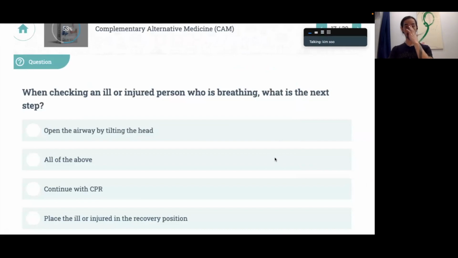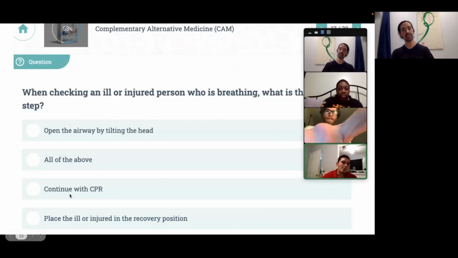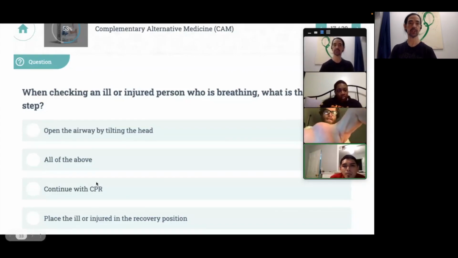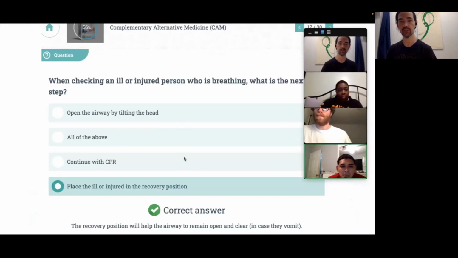When checking an ill or injured person who is breathing, what is the next step? Open the airway by tilting the head, continue with CPR, place the ill or injured in the recovery position, or all of the above. If someone is breathing, do we do CPR on them? Do we open the airway by tilting the head if they're breathing? No. We place the ill or injured person in the recovery position.